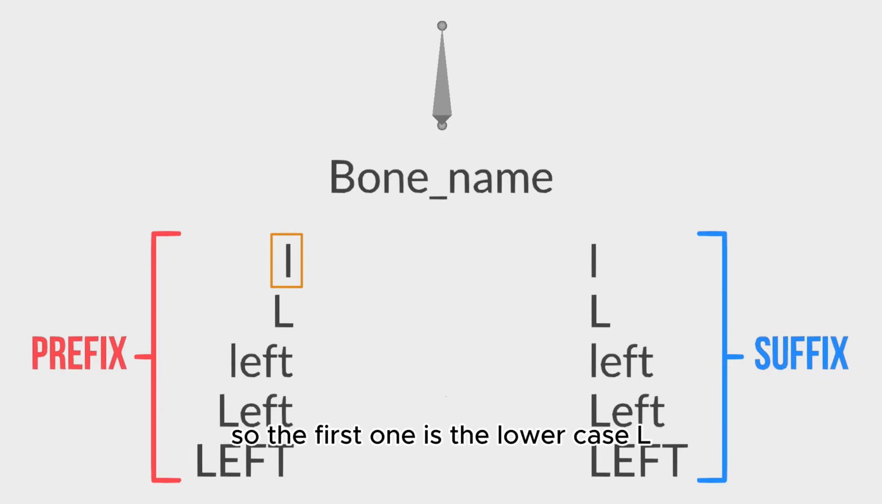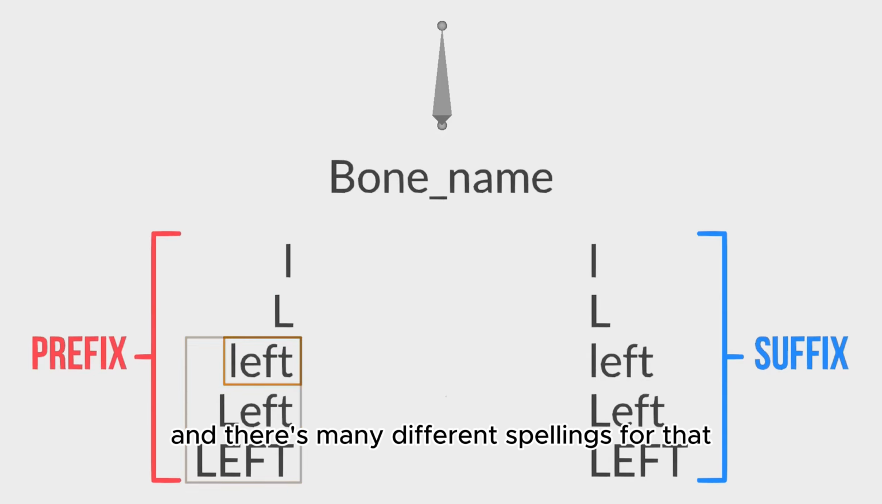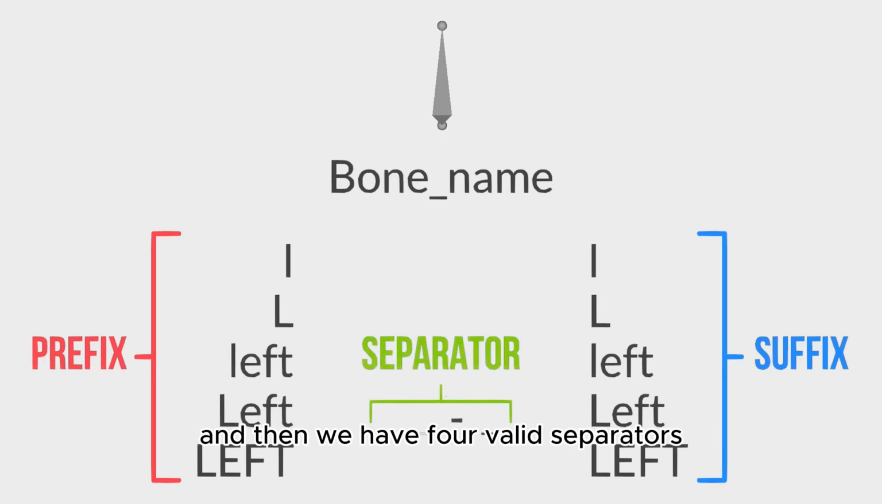So the first one is the lowercase l, then we've got an uppercase L. We've got the whole word left, and there are many different spellings for that. Doesn't matter what case you use. And then we have four valid separators. That would be a decimal point, or the dot, the period, a space, a hyphen, or an underscore. Let's just choose one of these valid examples.